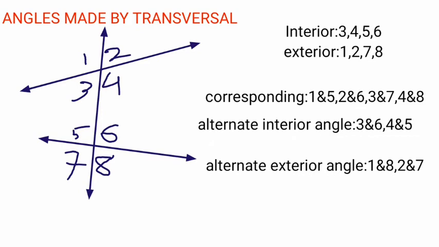Similarly, alternate exterior angles. Here there are 4 exterior angles, that are angle 1, angle 2, angle 7 and angle 8. Here the alternate exterior angle of angle 1 is angle 8 and the alternate exterior angle of angle 2 is angle 7.